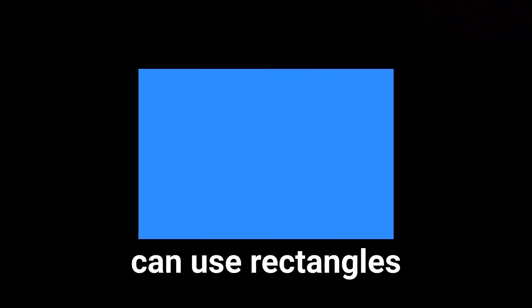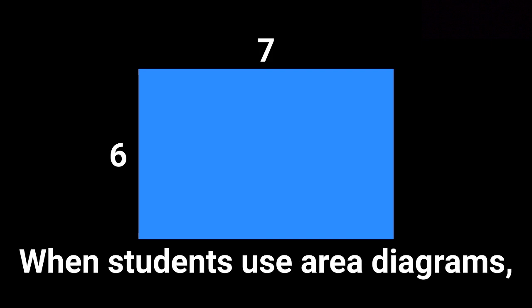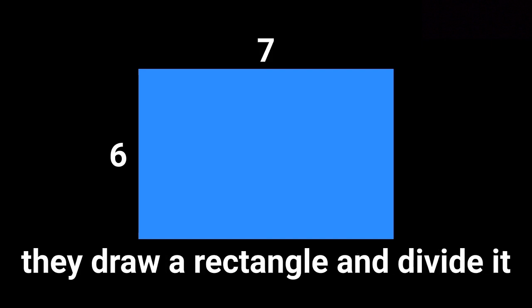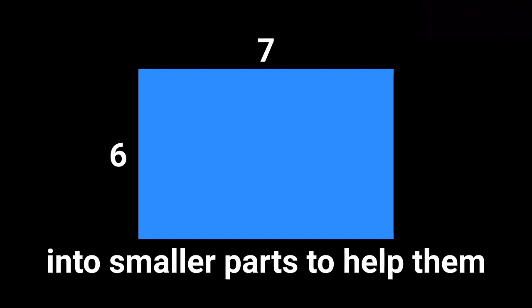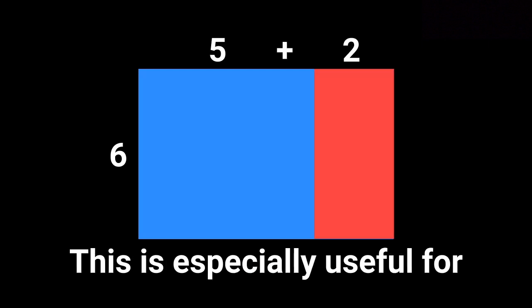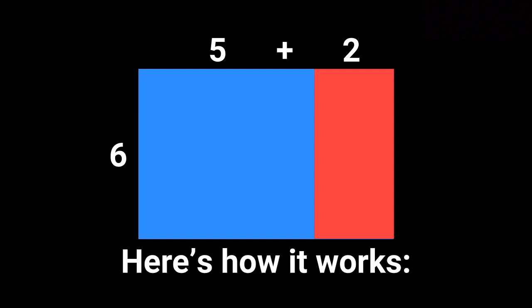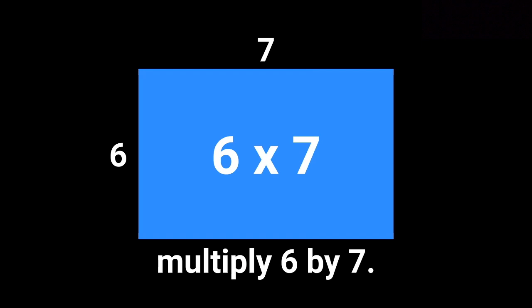Did you know you can use rectangles to make multiplication easier? When students use area diagrams, they draw a rectangle and divide it into smaller parts to help them understand multiplication. This is especially useful for understanding the distributive property. Here's how it works. Imagine you need to multiply 6 by 7.